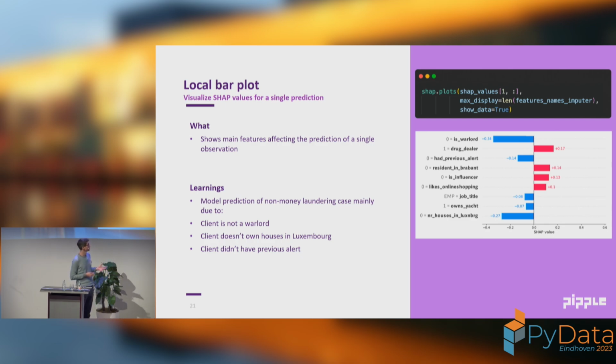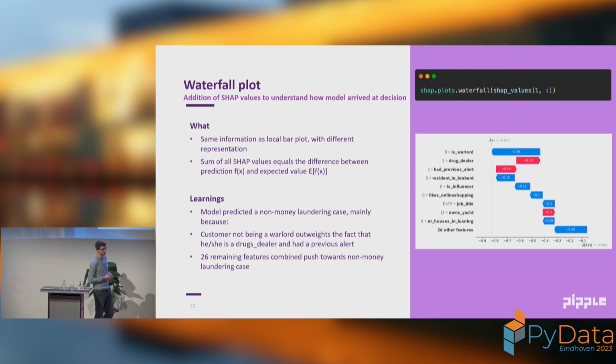Personally, I prefer the next plot because I think it's more insightful, which would be the waterfall plot. Again, it's more or less the same, but what you see is that you start at the bottom at the x-axis. You start at your base output, so again 0.5 in terms of probability, and you add feature by feature the SHAP values till you come up at the final model output for this case. What can you learn? This case was certainly a non-money laundering case because you have a negative output of your model. The customer is a warlord, and this cancels out the fact that he's a drug dealer and he had a previous alert.